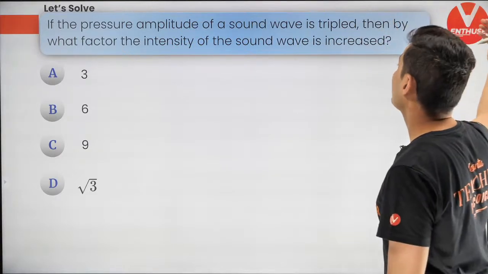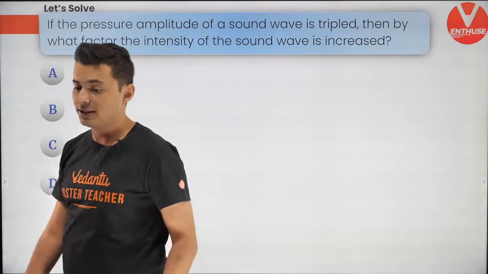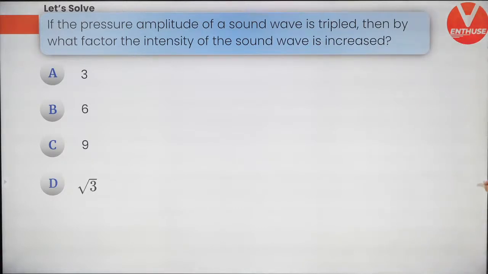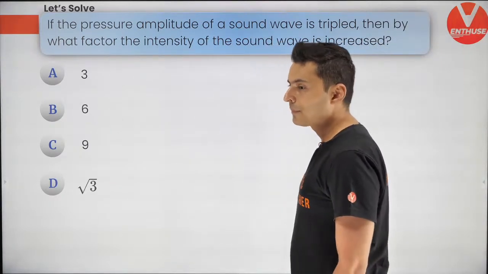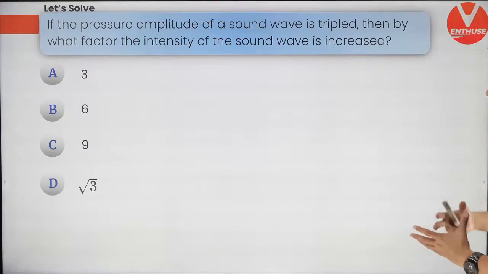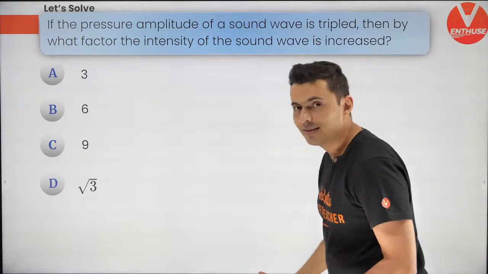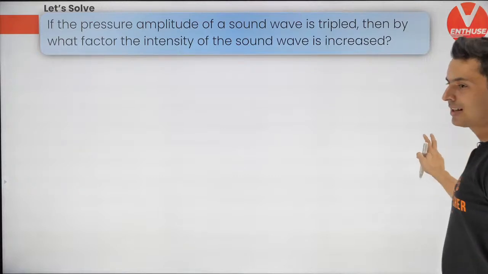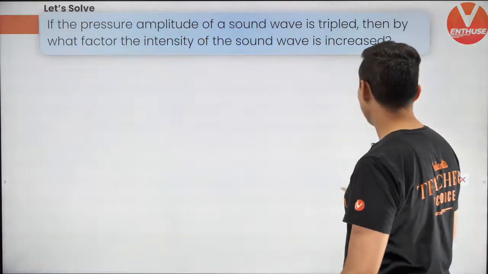If the pressure amplitude of a sound wave is tripled, then by what factor does the intensity of the sound wave change? Come on, minions. Think about it. Is it 3, 6, 9 or root 3? If the pressure amplitude of a sound wave is tripled, the intensity will change by how many times? How much is that factor? Think, use the formula, you will get it. All right, most of you probably get that.